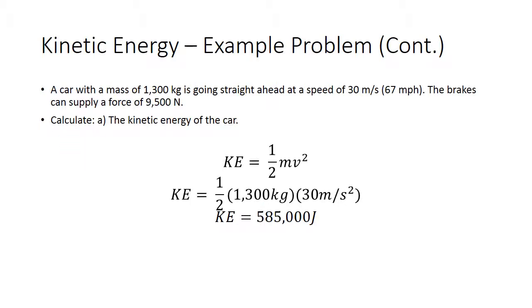Let's start with just part A of this problem. We want to calculate the kinetic energy of the car. We know kinetic energy equals 1/2 mv squared. They give us m, the mass of the car, 1,300 kilograms. They give us v, the velocity of 30 meters per second. Now we can plug in both of those values, the mass and the velocity, and from there we can easily solve for the kinetic energy.